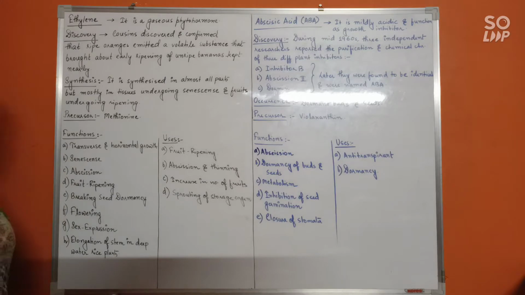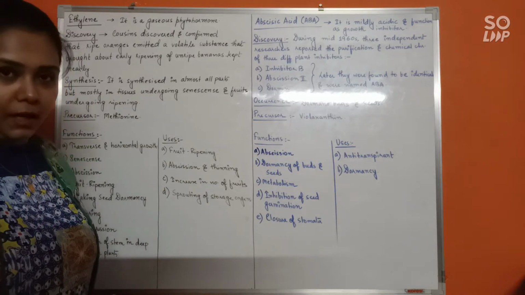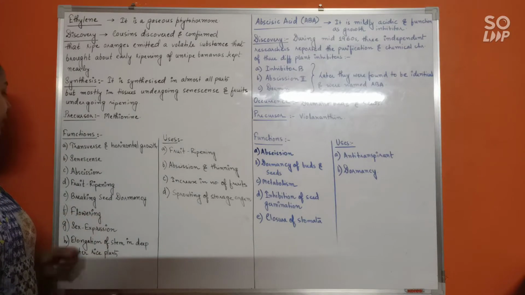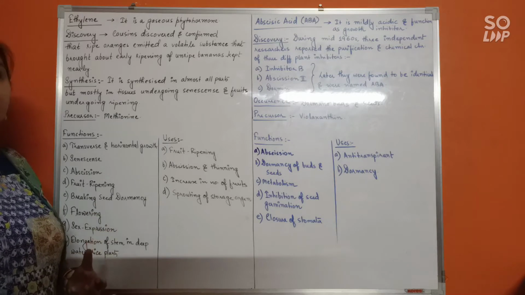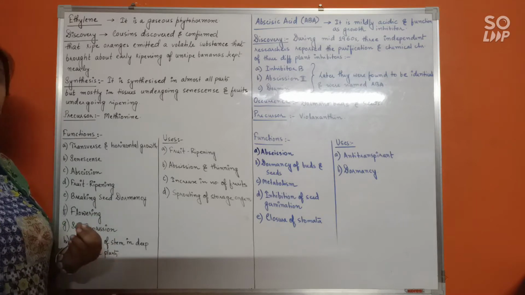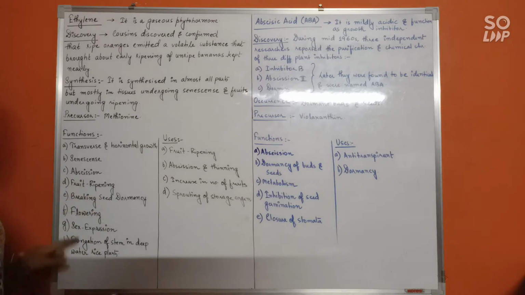Senescence. Ethylene will be promoting senescence. It will allow aging of the plant parts, okay, especially the leaves. Abscission, that is shedding. Ethylene will also promote shedding of plant parts like leaves, fruits and flowers. Fruit ripening, a very, very important part, is fruit ripening.